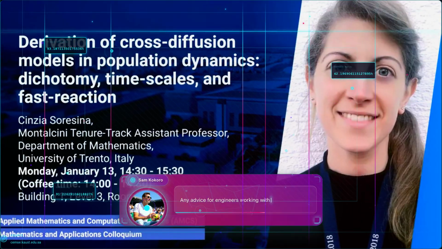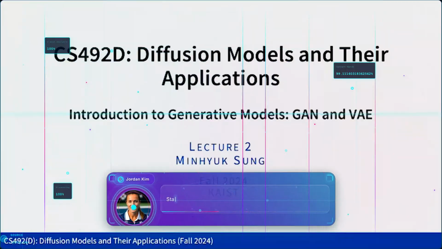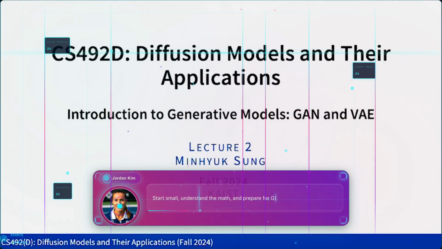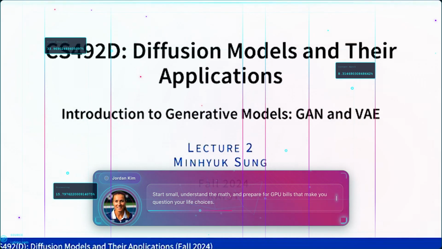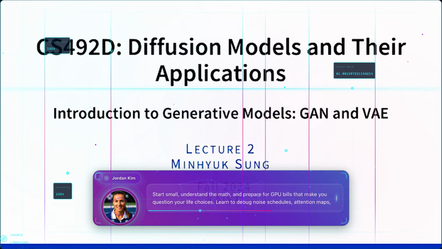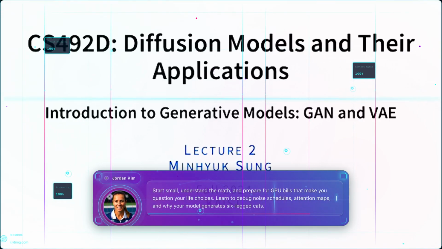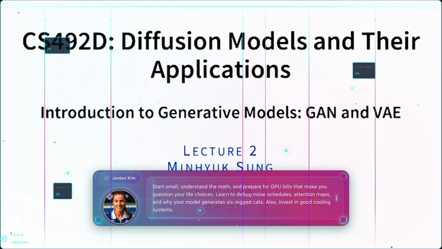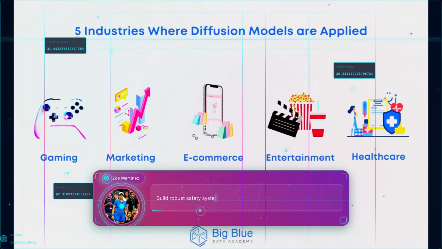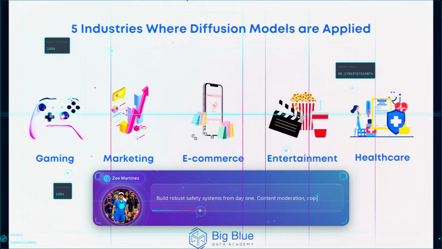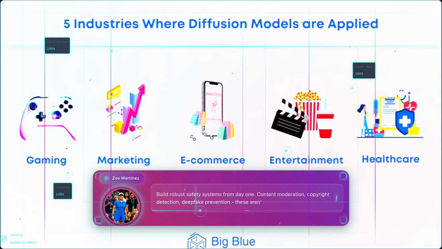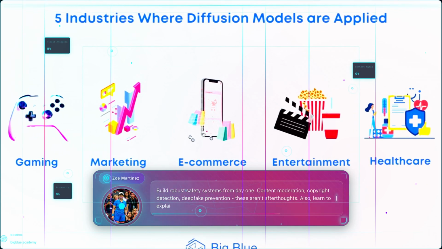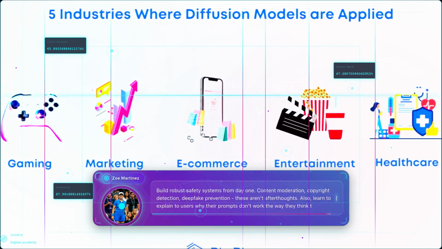Any advice for engineers working with diffusion models? Start small, understand the math, and prepare for GPU bills that make you question your life choices. Learn to debug noise schedules, attention maps, and why your model generates six-legged cats. Also, invest in good cooling systems. Build robust safety systems from day one. Content moderation, copyright detection, deepfake prevention, these aren't afterthoughts. Also, learn to explain to users why their prompts don't work the way they think they should.